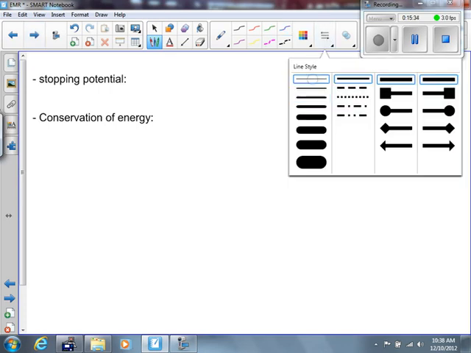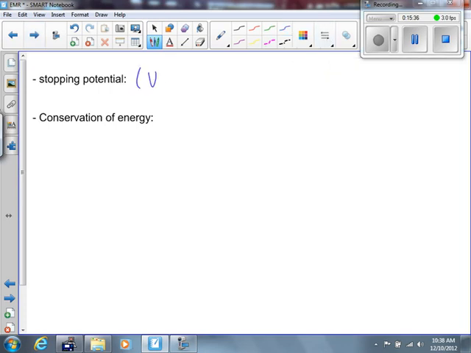The definition of it, by the way, the symbol for it is V stop. And it is the potential difference required to stop an already ejected electron, an electron that's already left the metal.